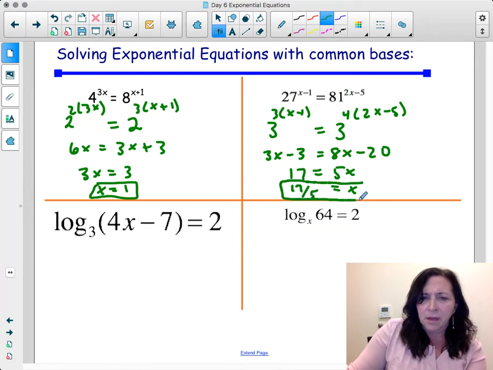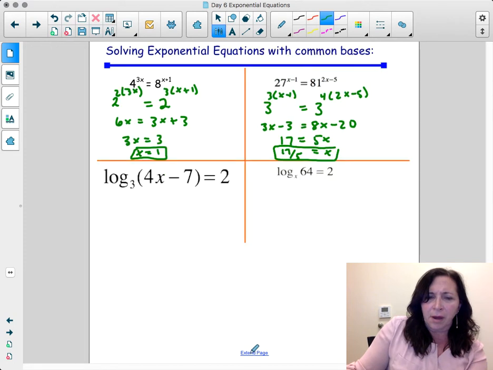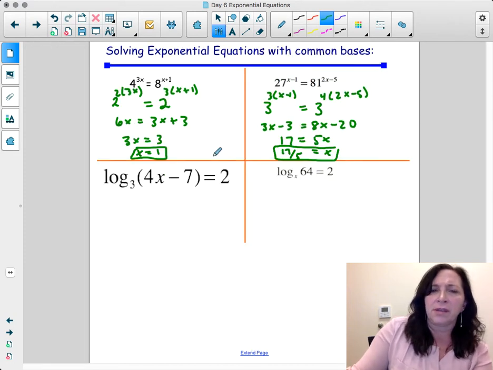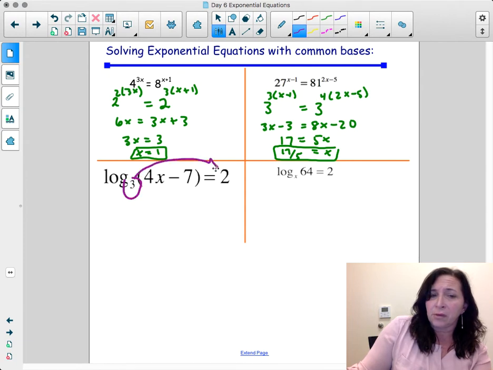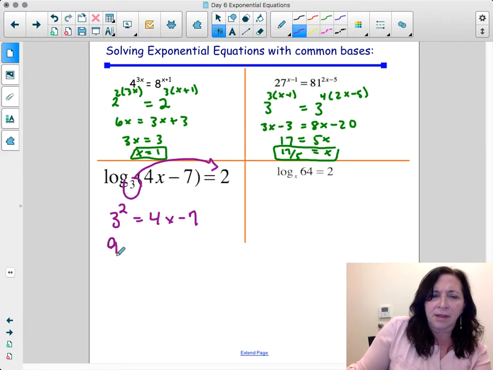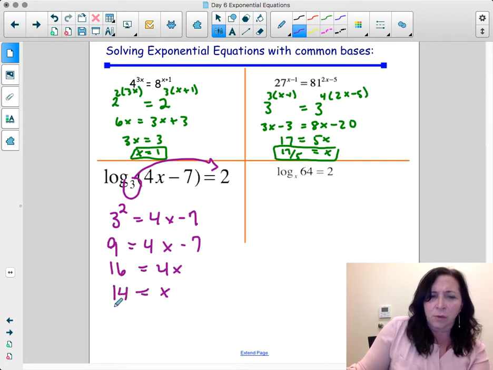Okay, now these two problems on the bottom, when working these out, we're going to use our change of base formula, which says base 3 across the equal sign. So we're going to have 3 to the second power is equal to 4x minus 7. And then we're having 9 is equal to 4x minus 7. We get 4x is equal to 16. x is equal to 4.